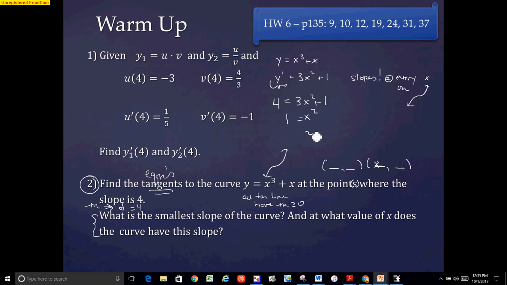If you just tell me x is equal to 1, well, you're missing something, right? How many things can you square and get 1? Plus and minus 1. So I can already fill in this information. When x is negative 1 and when x is 1, there will be slopes that are 4, because the derivative was set equal to 4.